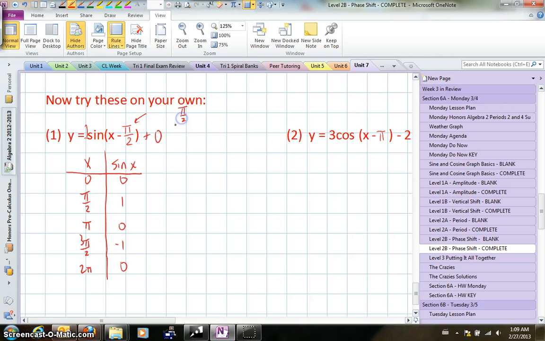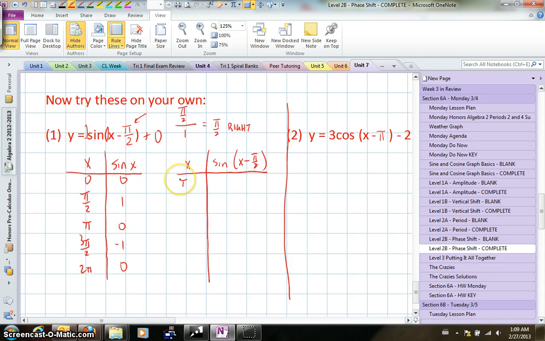Pi over 2 divided by 1. Remember, there's a 1 out there as well. So we're going to move pi over 2 to the right. That means we're going to add pi over 2 to all of our x coordinates. So the new chart will be looking like this.